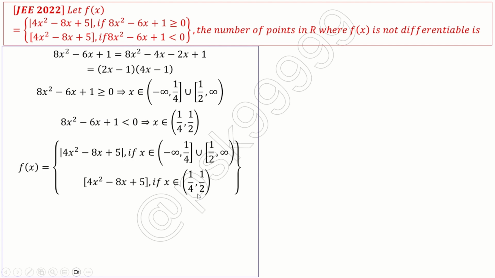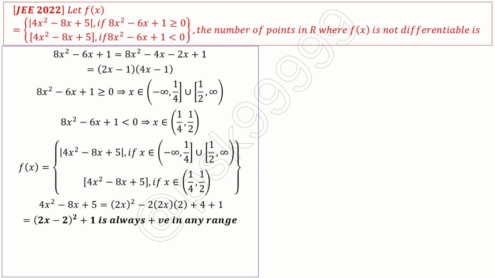So now let's redefine the function. Now function looks like this: modulus if x belongs to this range, GIF function if x belongs to this range. Now let us simplify this inside one, 4x square minus 8x plus 5. I can rewrite this as 4x square minus 8x plus 4 plus 1, so that I have a square actually: 2x minus 2 whole square plus 1. Now we know that this is always positive in any range, because you have a plus 1 and some square. So obviously you don't need the modulus here. First thing.